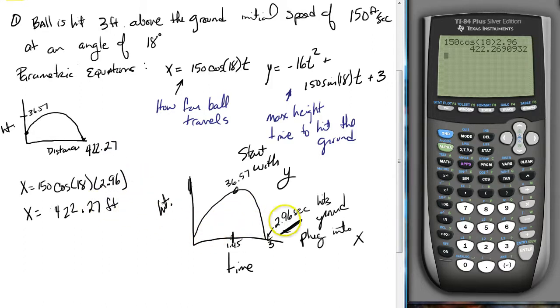How long does it take to get there? 2.96 seconds. How far away does it go? 422 feet. How tall does the ball get? 36.57 feet. So those are all the things you can answer. Now, there is another way to do it.